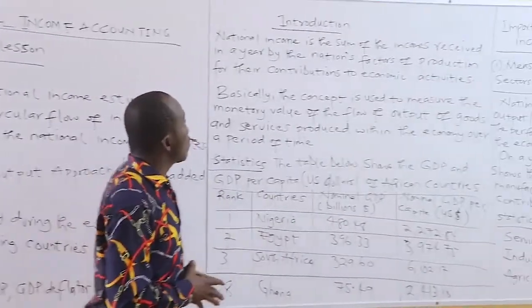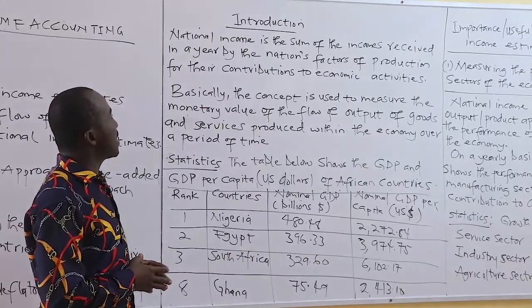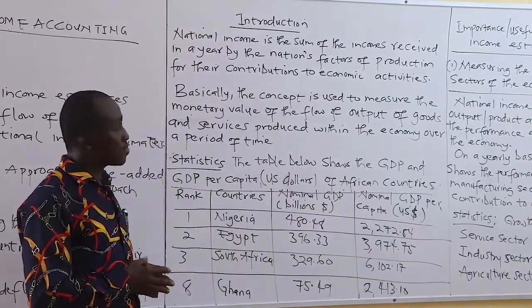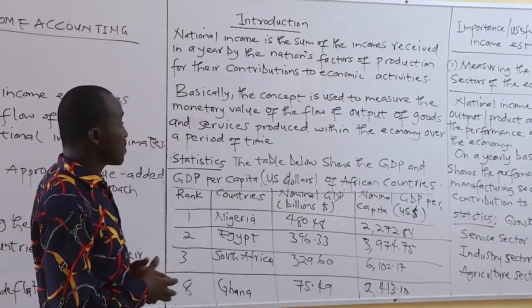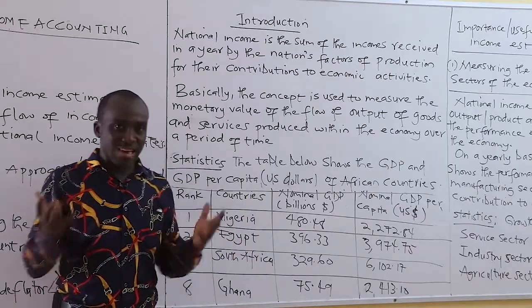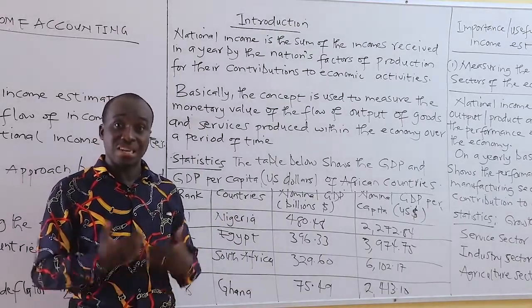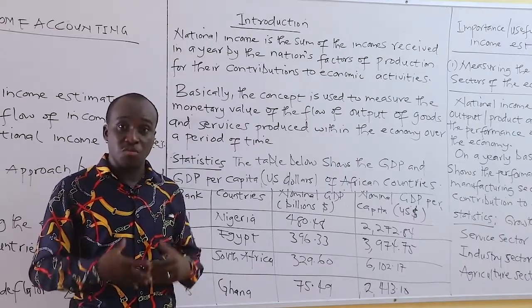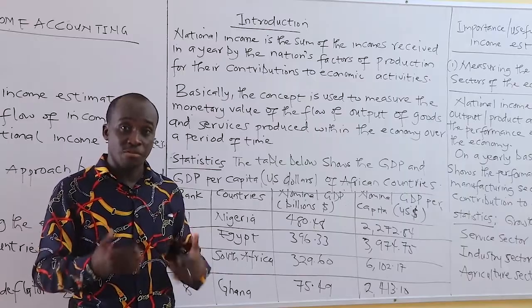Let's get to the introduction. What is national income in the first place? It is the sum of the incomes received in a year by the nation's factors of production for their contribution to the economic activities. Basically, the concept is used to measure the monetary value of the flow of output of goods and services produced within the economy over a period of time. So what is the national income account? At every point in a year, a country should be able to tell us how productive it has been. How have the managers of this economy shown some sort of agility? How have they shown the ability to increase the level of productivity? Or, in other words, how have they been able to potentiate the level of economic activity?